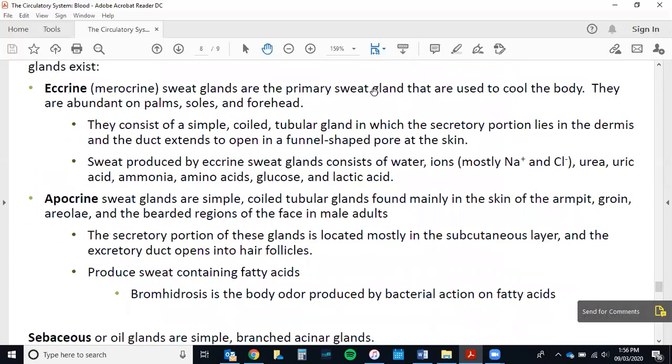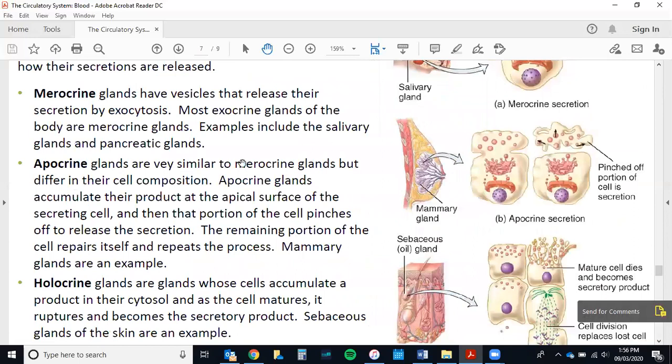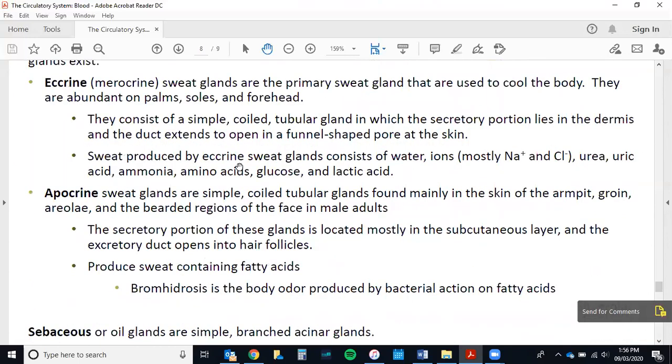These are the primary sweat glands of the body. They're also known as merocrine, because of how they secrete, which we just talked about. We find them abundantly on our palms, soles, and forehead, places that get super sweaty pretty easily, especially when we're hotter, nervous, that kind of stuff. They consist of a simple coiled tubular gland in which the secretory portion lies in the dermis. The duct extends to open in a funnel-shaped pore at the skin, as I was showing you on that first page.